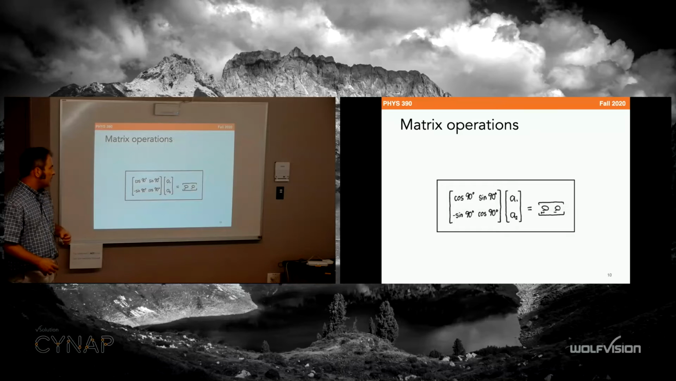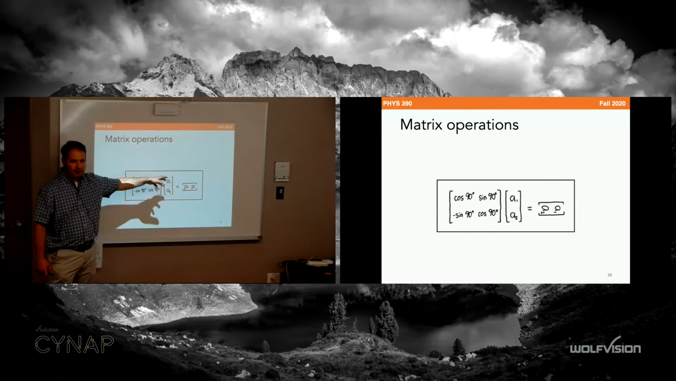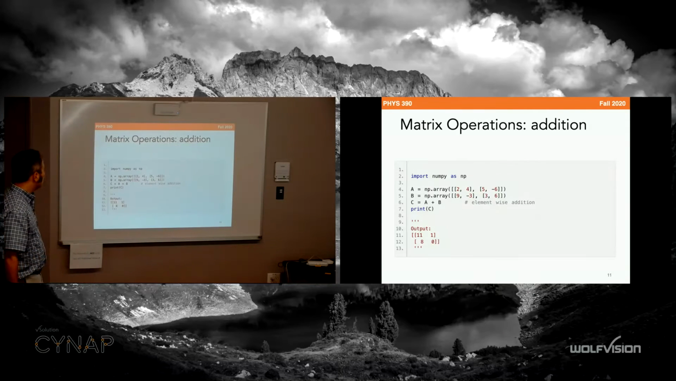All right, so matrix operations, right? You can do a matrix like this, multiplied by a vector, and you get a new vector. This is obviously an XKCD, because that's not how vectors work.